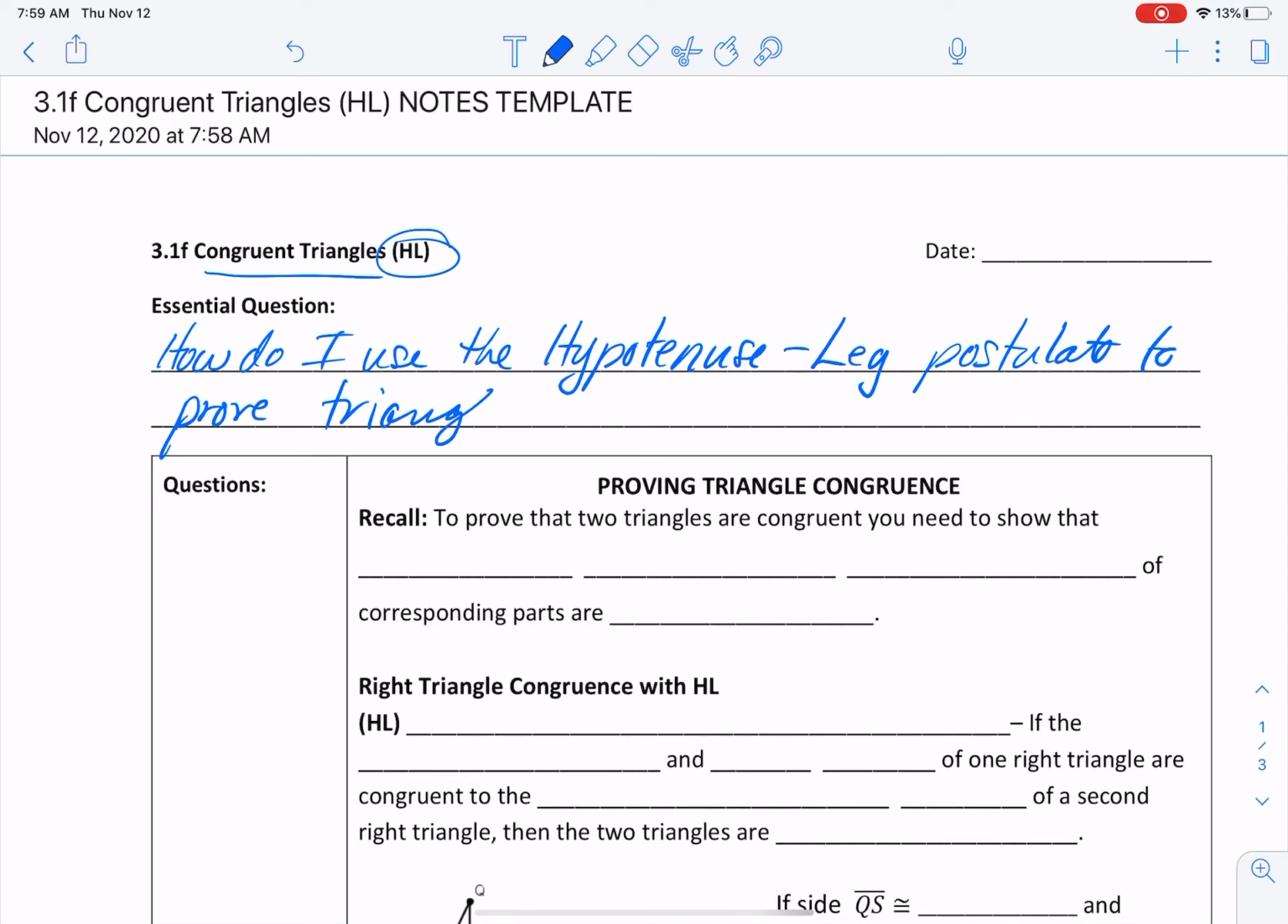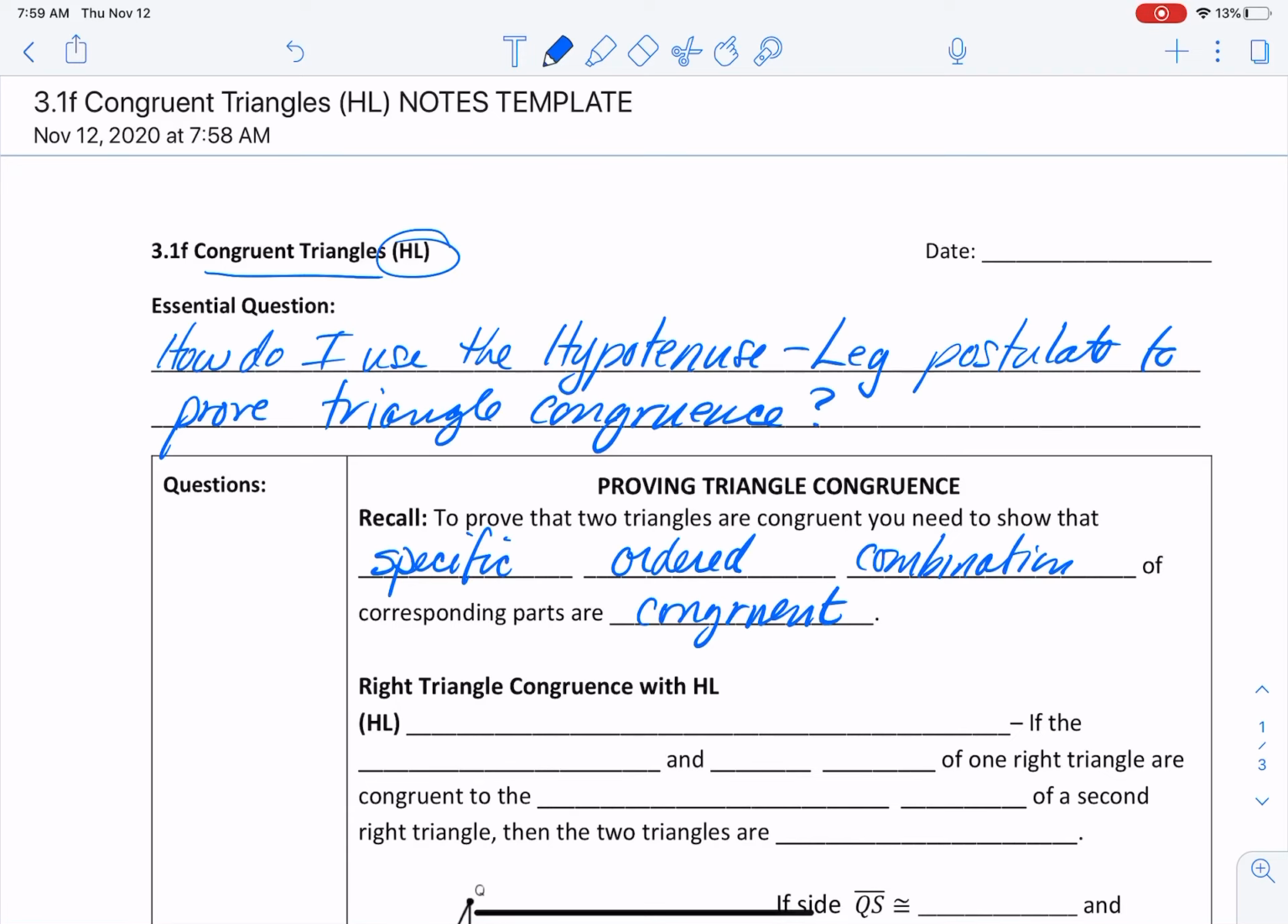So proving triangle congruence. Remember that to prove two triangles congruent, you need to show that a specific ordered combination of corresponding parts are congruent. So it has to be a specific set in a specific order.